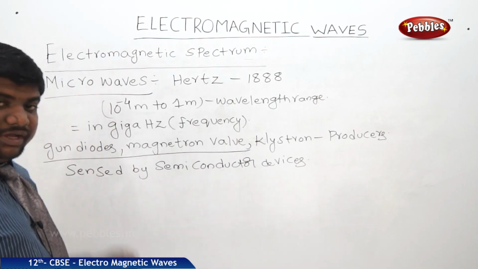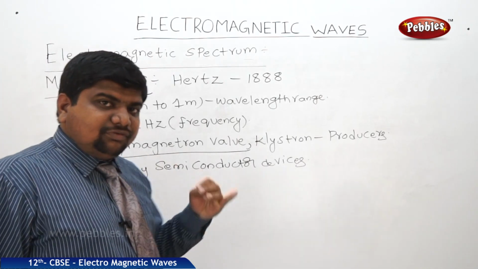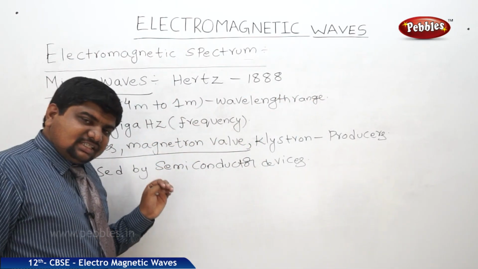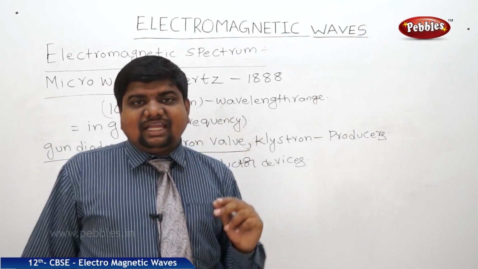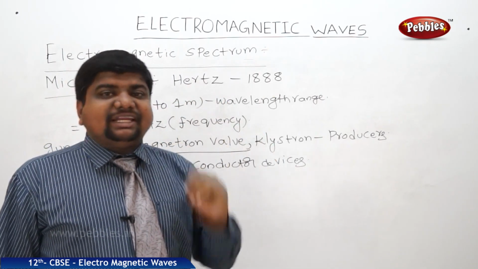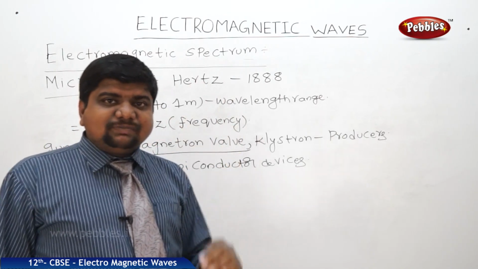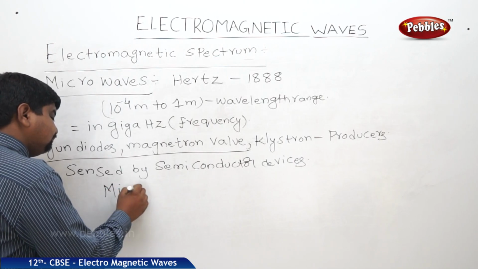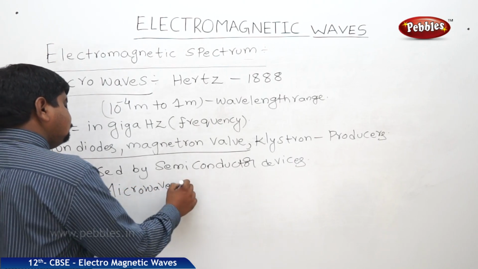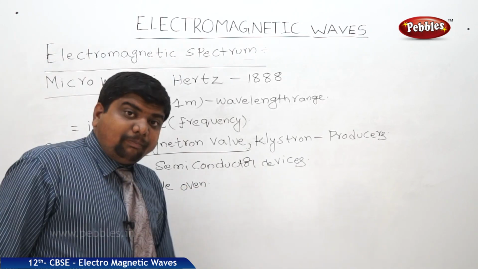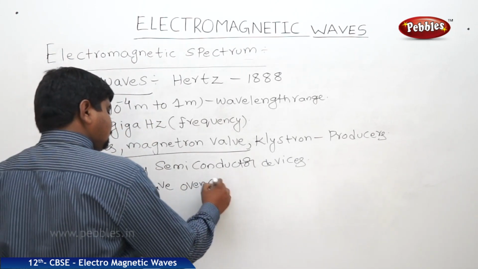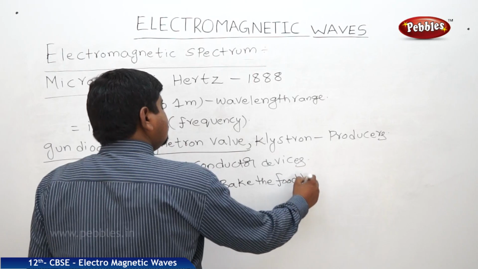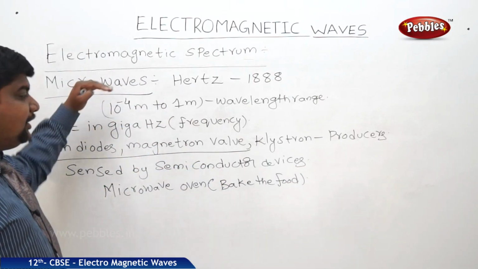Then what is the use of these microwaves? Microwaves are mainly useful for the transmission of radar signals. And when microwaves are focused on a particular material for a long time, they can heat up the material and increase its temperature. For this purpose, these microwaves are useful in the microwave oven also, which is useful to bake or heat food. So this is the information about the microwaves.